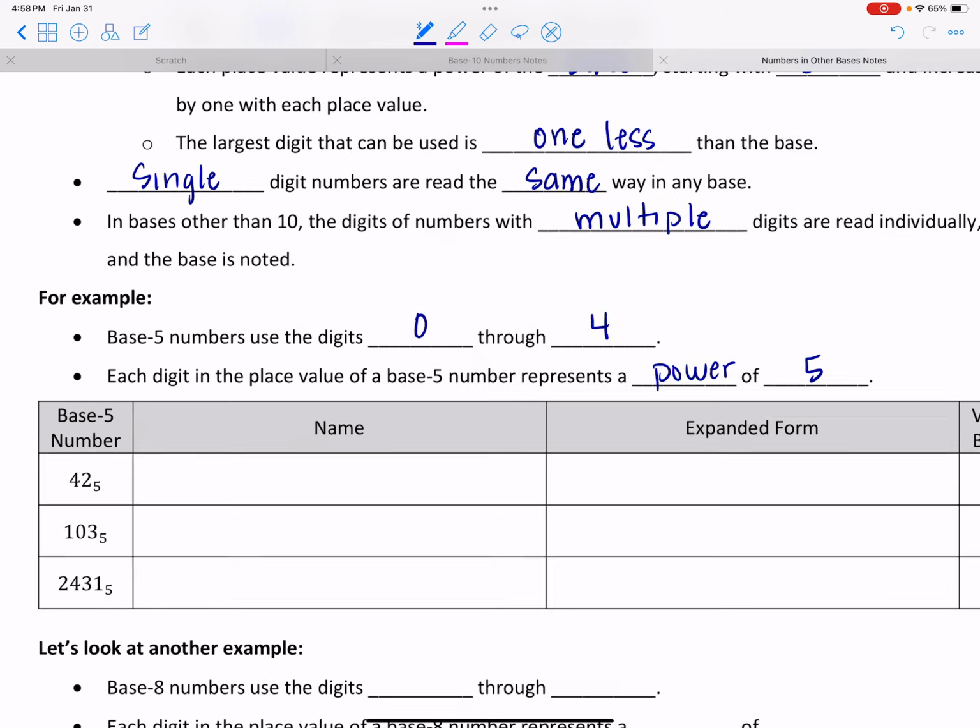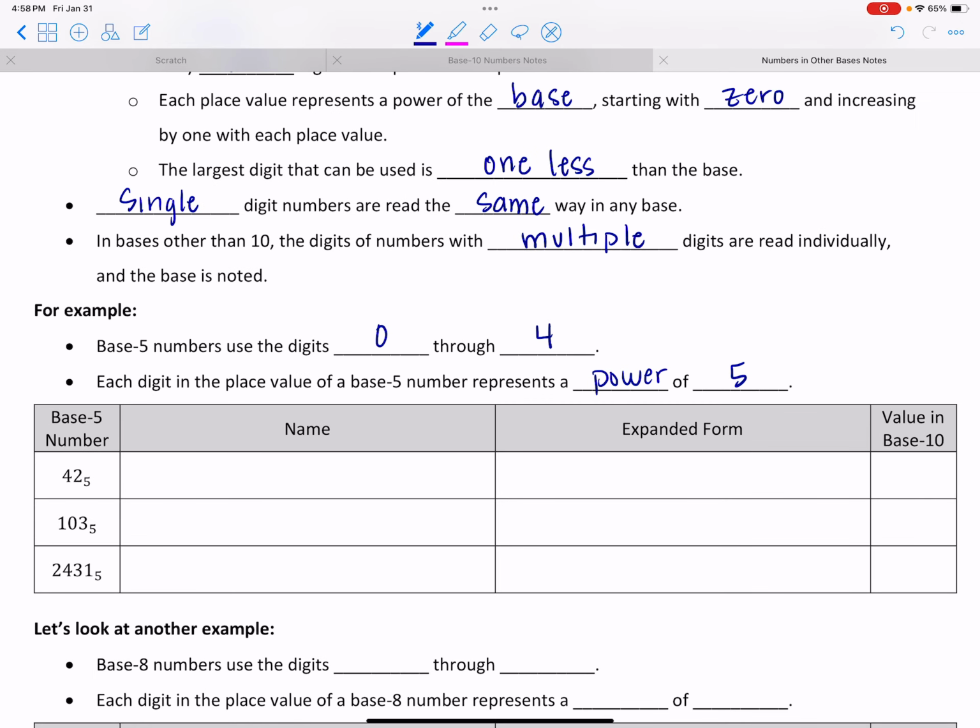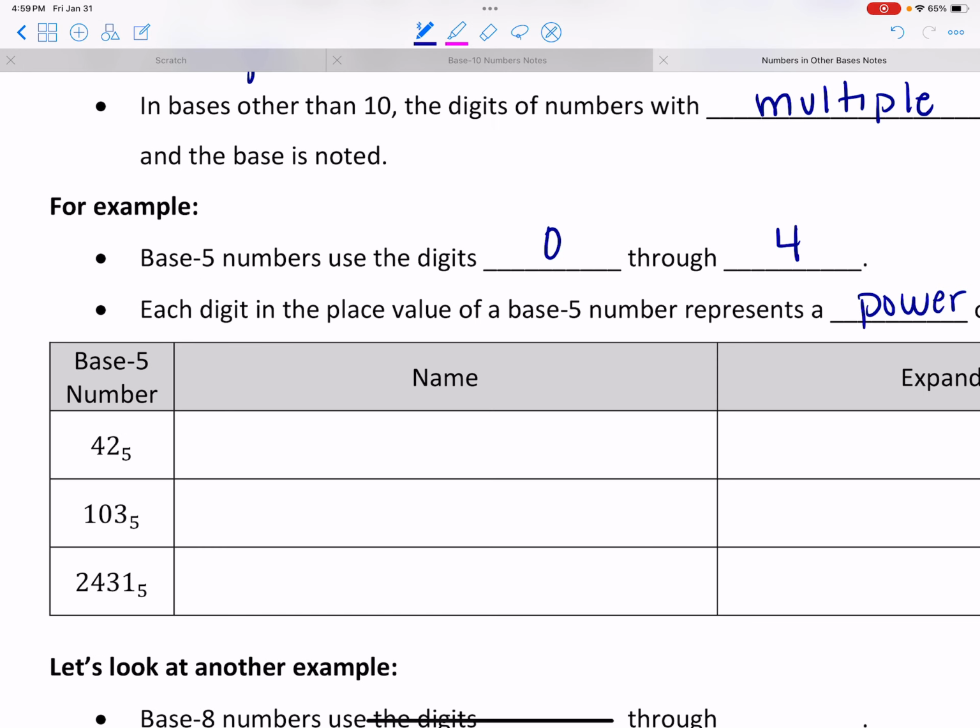All right, so 42 base 5 is actually the incorrect way to read that. I know it's tempting when we see this to read it the way we know it, but we're going to actually read this as 42 base 5, not forty-two, and this would be 103. What we want to say? Nope, we're going to say 103 base 5, and this we want to say two thousand four hundred thirty-one, but we're just going to say 2431. So what I was trying to say in that one bullet, if we've got multiple digits here, we're going to read them individually and we're going to note the base.